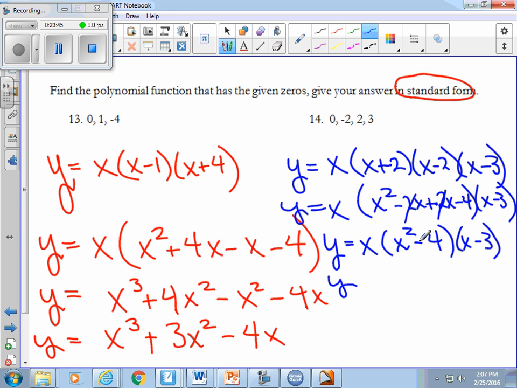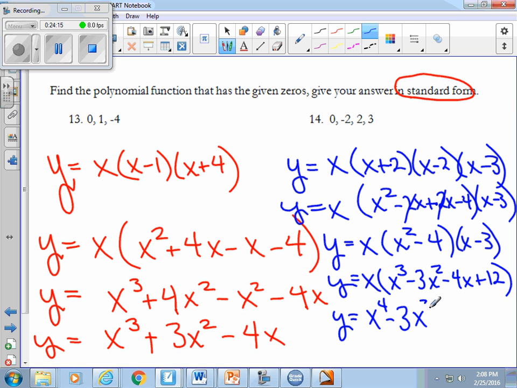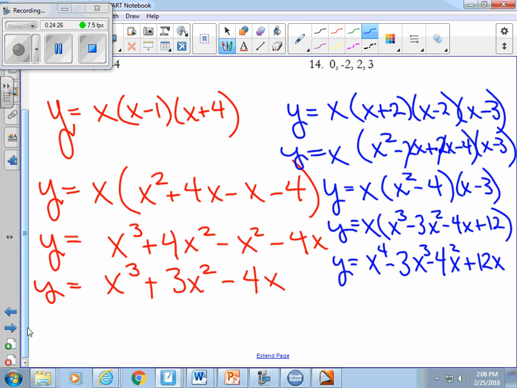Now I need to FOIL these two. So this one's yucky. This one's about the worst they get for what you're going to do with them. X cubed, outer is negative 3x squared. Inner is negative 4x. Last is 12. And I multiply everything by that x. And I get x to the 4th minus 3x cubed minus 4x squared plus 12x. Any questions about that?